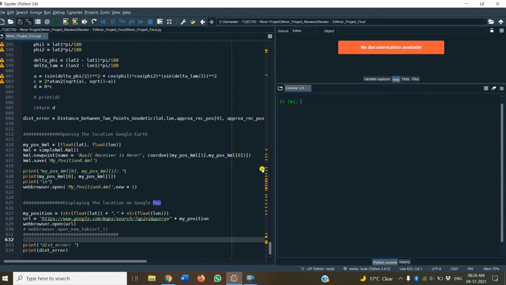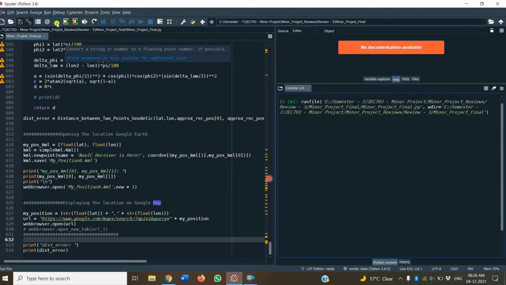Now we move on to the final implementation and the demonstration for the implementation of single point positioning. Here the program can be seen in Python and it will be further demonstrated and the final receiver position would be found on Google Maps as well as Google Earth.